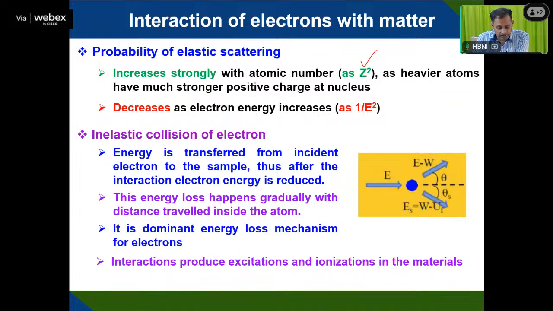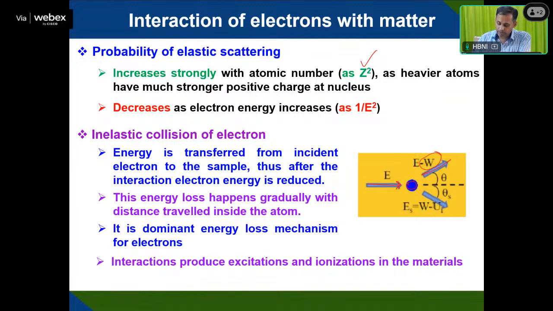In the case of inelastic collision, the energy transfer takes place from the incident electron. You can see here that the electron energy E, after interacting, becomes E minus W, where W is the energy that has been transmitted to the material. So energy E minus W is left with the electron. This energy loss happens gradually with the distance traveled.